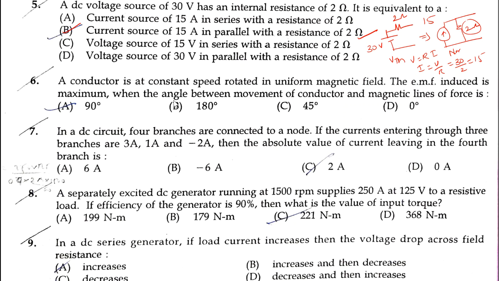Next one, a conductor is rotated at constant speed in a uniform magnetic field, the emf induced is a maximum when the angle between the movement of the conductor and the magnetic lines of force. So the basic formula is E is equal to BLV into sine theta. The maximum value comes when theta is 90 degrees, because sin 90 is 1. So the maximum value occurs at 90 degrees.